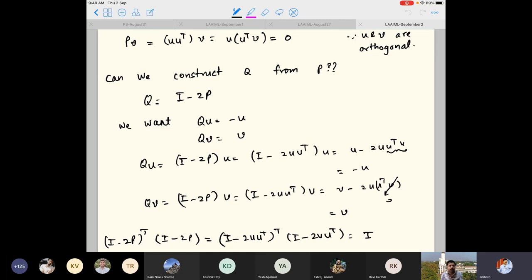Is this okay? I need a feedback at this point of time. Otherwise, I don't know whether I'm making myself clear or not. Is this process clear to all of you?